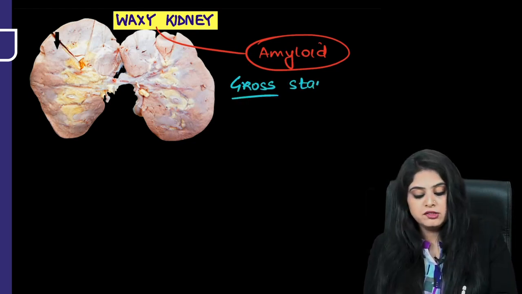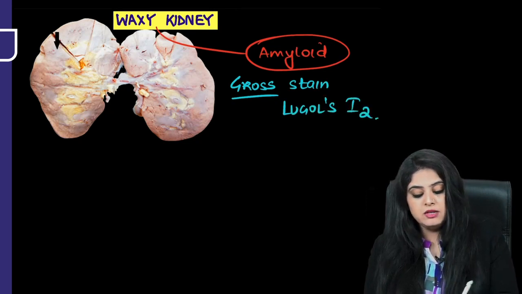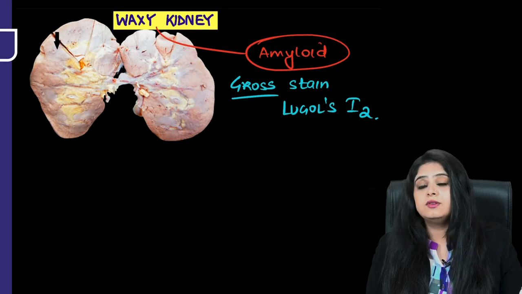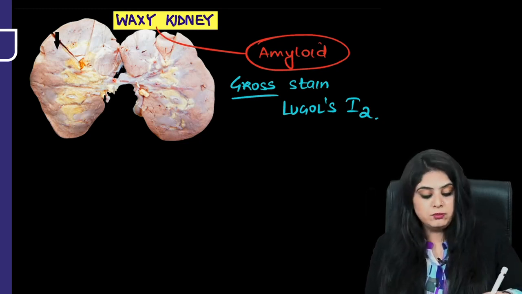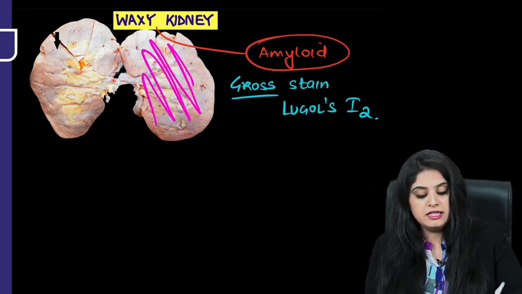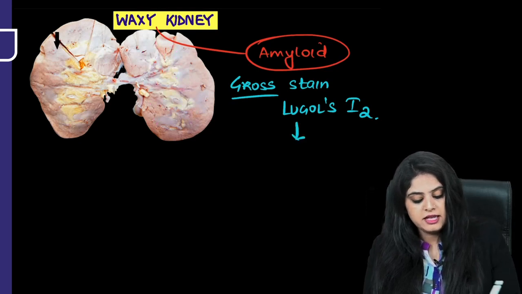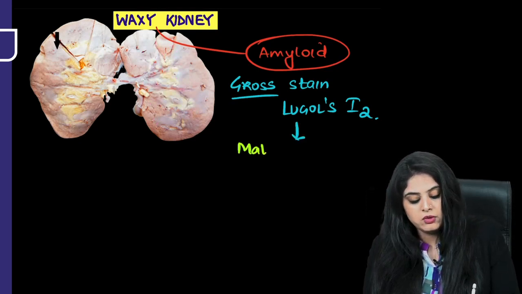Can you tell me a gross stain for amyloid, which I've taught you in your main videos and RR? Lugol's iodine is the gross stain. You will put Lugol's iodine on top of this kidney, and what color will you get after that? You're going to get a mahogany brown color. I hope all these kidney things are done, because now I'm left with a few more spotters.